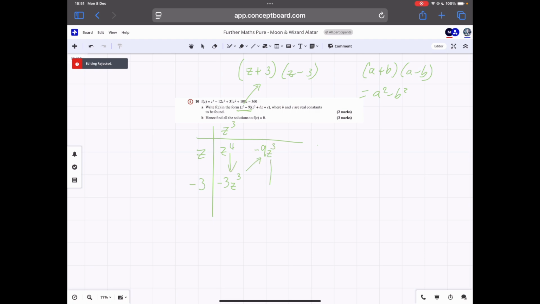Basically, it would be a zigzag pattern. And then we find that this one must be negative 9z to the power of 2, as we divide this term by z. Then our next step would be negative 9z squared times negative 3, which would be 27z to the power of 2.